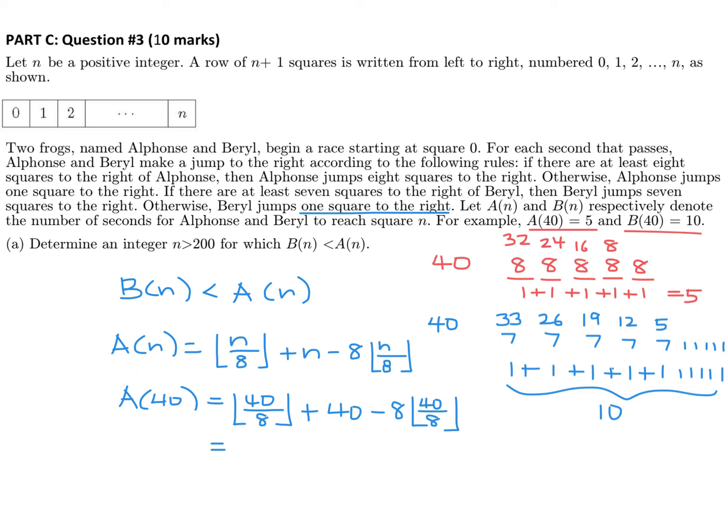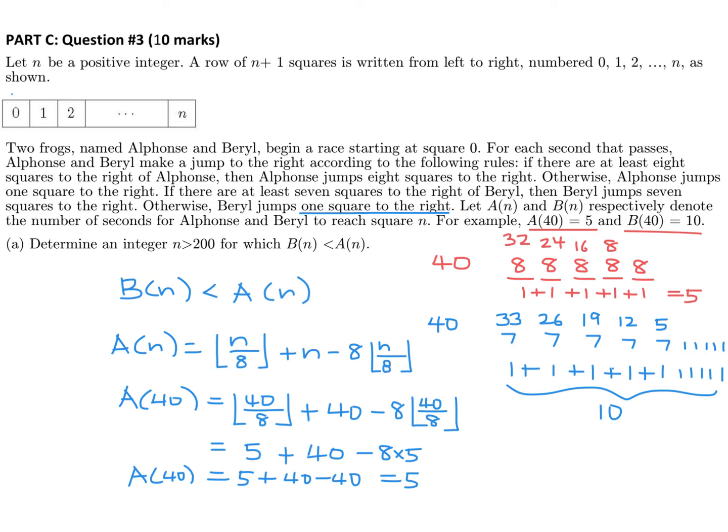You just take the number divided by 8, and in this case it's 5. But we have to make sure that we take the integer value. In this case, it is the integer value already. And then what you have to do is say, well, what's left over? What's left over is 40, in this case, if we're using n equal to 40. And 40 divided by 8 is 5, and that's already an integer. So this looks like 5 plus 40 minus 40, which is just 5. So that's why A40 is equal to 5, which is what they gave us.